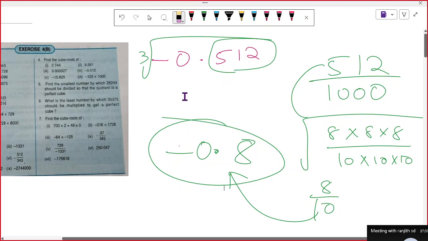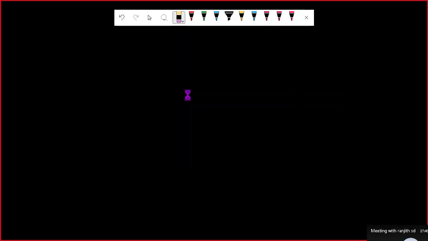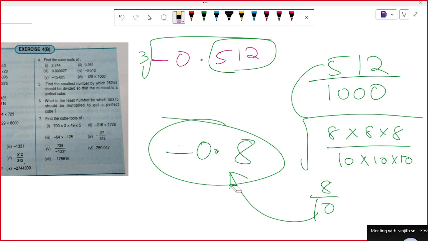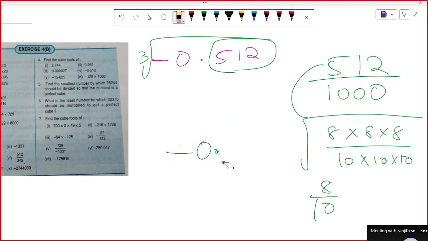Sixth question. Will you be able to give me the direct answer for the sixth one? What would be the answer? There's no decimal. So minus 50. Okay, others. Sixth question. So you'll have minus 50. Explain. Okay, minus 50.